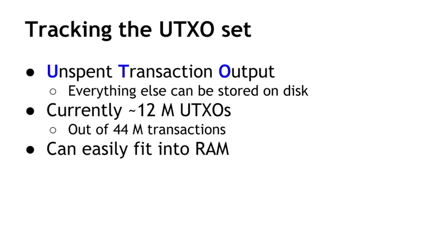So currently there are about 12 million unspent transaction outputs, and that's out of 44 million transactions that have ever been proposed. So fortunately, that's still small enough to fit in less than a gigabyte of RAM in an efficient data structure, so that if you're running a fully validating node, every time you hear about a new transaction, you can quickly check, run the redemption script, and see that this is a valid transaction that you should put in your pending transaction pool.